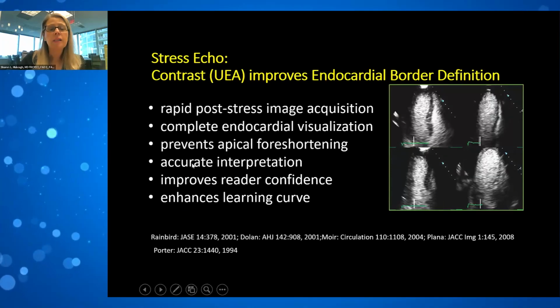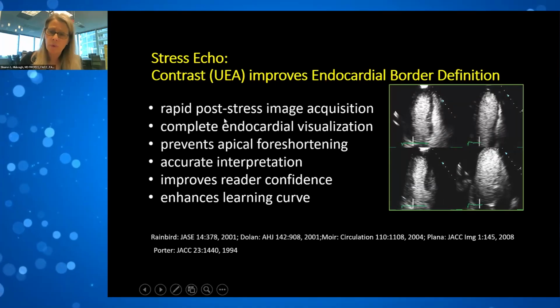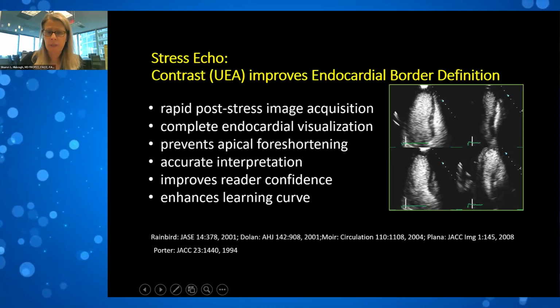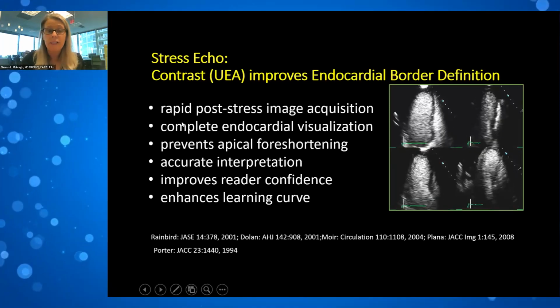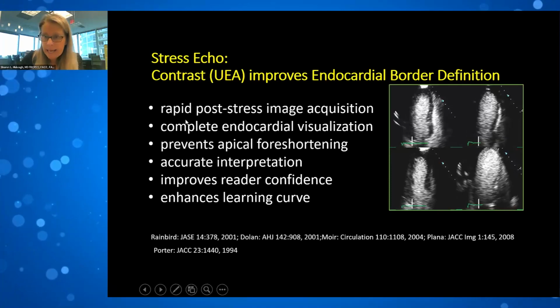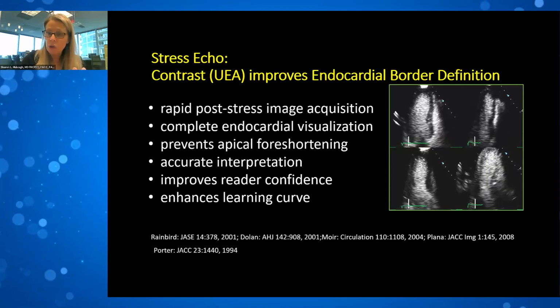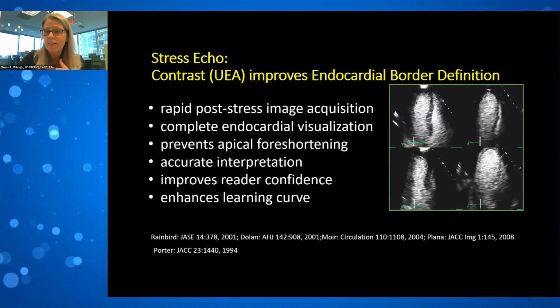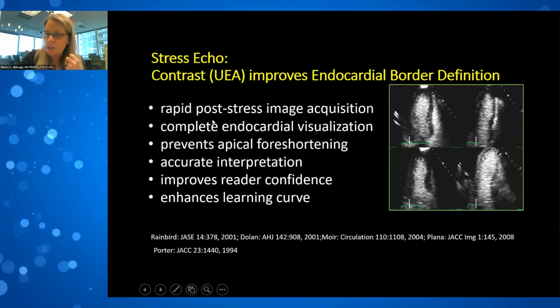So it's important to recognize that not only does it improve endocardial border definition when you use contrast with stress, but it helps too when the patient gets off the treadmill, and often it's very difficult for the sonographer to get the image immediately. If you have contrast within the left ventricle, it's like a flashlight, a beacon. You can hone right in and get your images much more quickly.